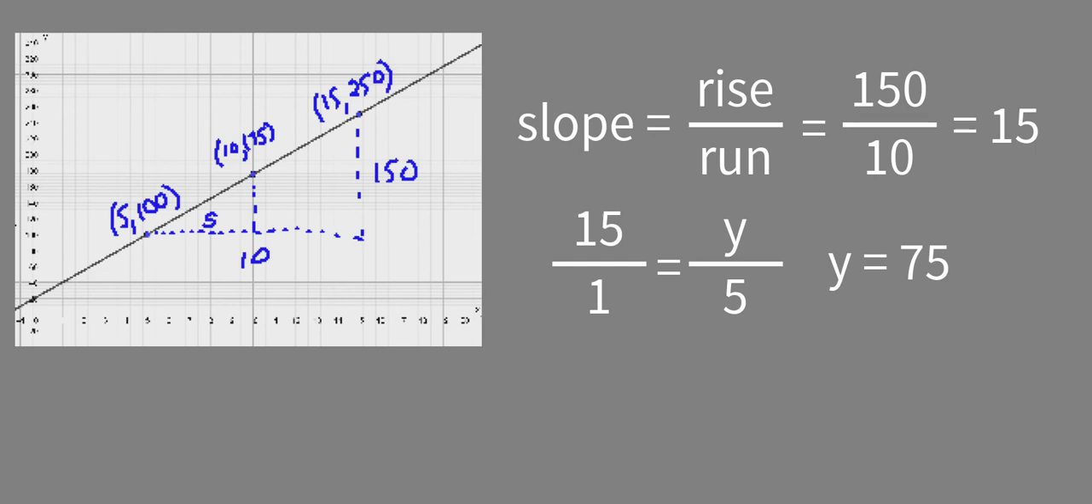And we could actually determine the slope from that as well. 5 this way and 75 this way. If we went rise over run with that case, 75 over 5 equals, you guessed it, 15.